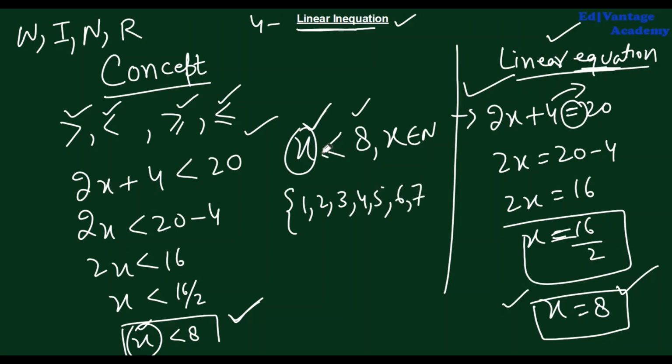If it was less than or equal to 8, then we have to include the 8 also in our answer. But if it is only less than 8, natural numbers are only till 7. So you might have seen the difference between inequation and equation. That's why I said if you know linear equation, this is going to be easy.